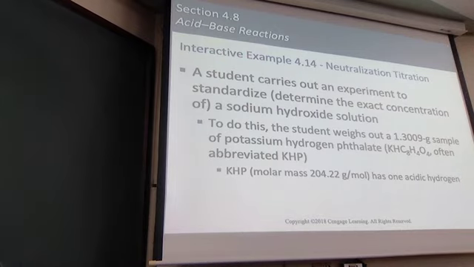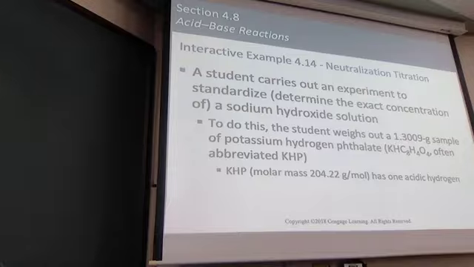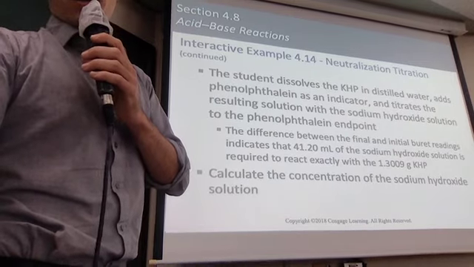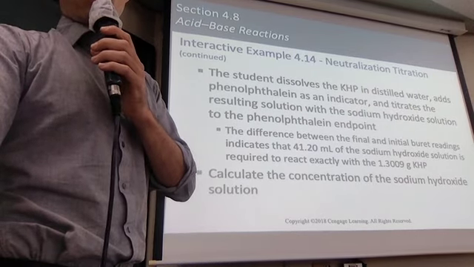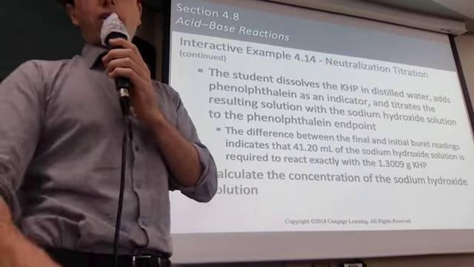Okay. One example for this: a student carries out an experiment to standardize, which means determine the concentration of, a sodium hydroxide solution. For this, he weighs out a 1.3009 gram sample of potassium hydrogen phthalate, KHP. KHP has only one acidic hydrogen that can be donated. The molar mass is given here. The student then dissolves this in distilled water, adds phenolphthalein as an indicator, and titrates the solution with the sodium hydroxide solution.